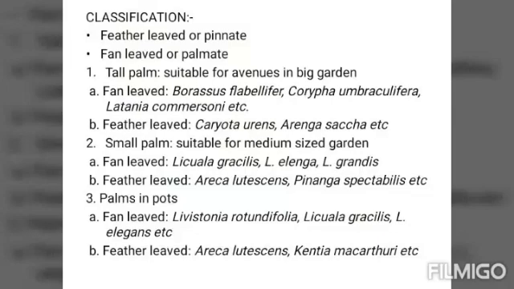And then B is the feather leaf, that is Areca lutescens. This is also in the medium size garden that I have mentioned in the second part, related to small palms. So it can also be used as a pot plant. And the second example is Chamaedorea, etc. So these are some examples.